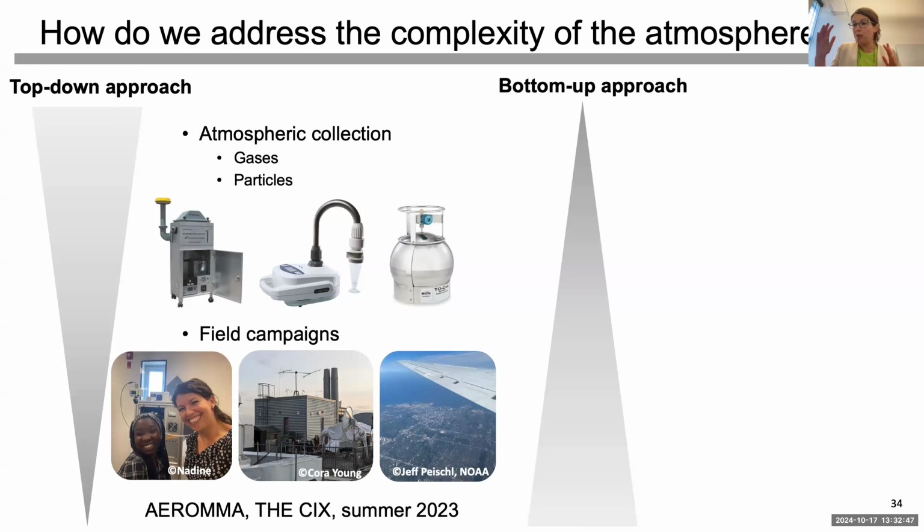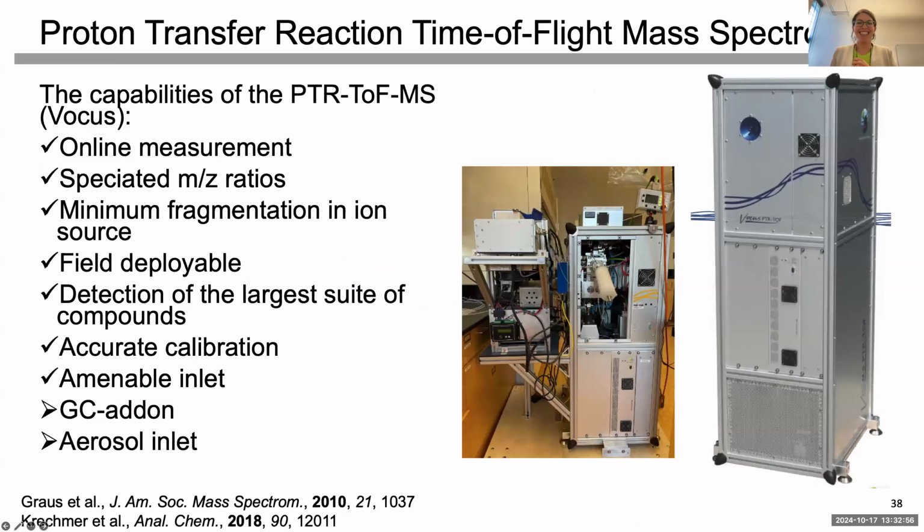And I have this instrument. Maybe I have a picture actually. Let me show you my favorite instrument. Here it is, this instrument right here. It costs $1 million. It's called a proton transfer reaction, time of flight, mass spectrometer. I think it's the coolest thing.